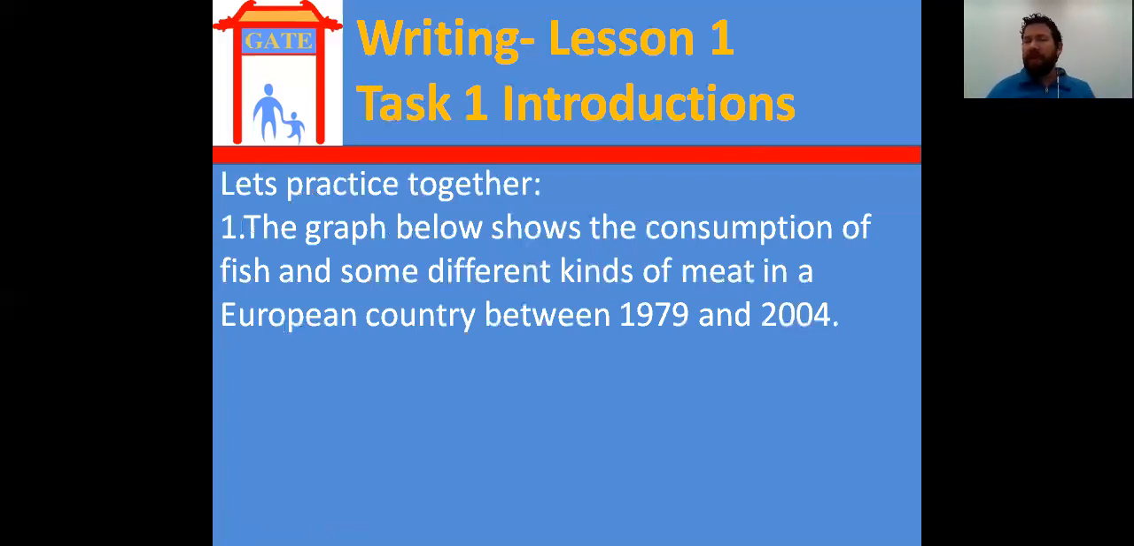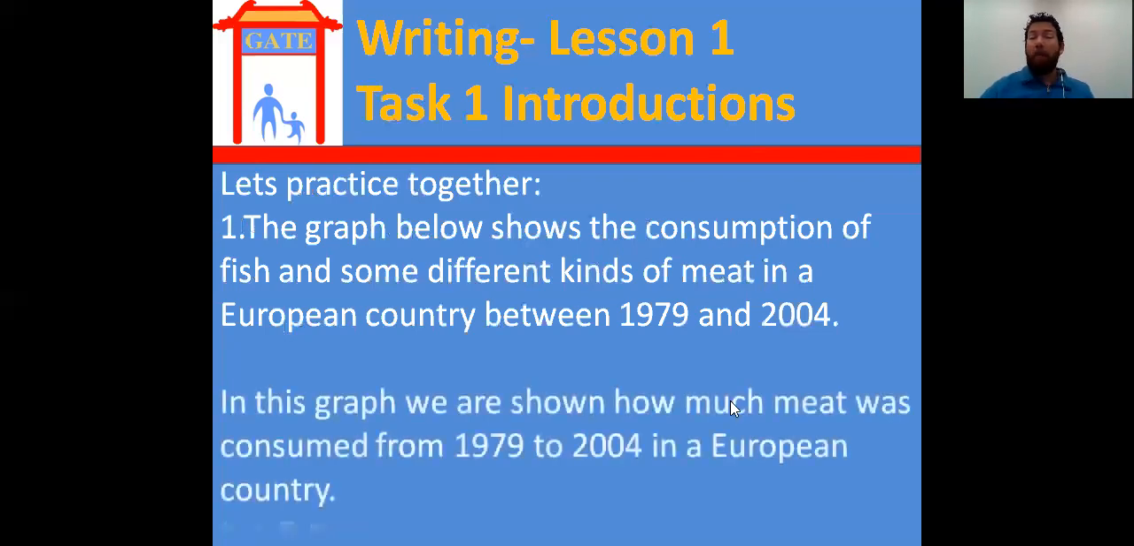But how do we put that in a sentence? With how. So how, well, let's have a look. How much meat? Actually, that's meant to be meat and fish in there as well. So sometimes I'm just making it a little bit shorter to fit on. So in this graph, we are shown. So hopefully you all got that part correctly. In this graph, we are shown. It's a fairly simple way to do that.